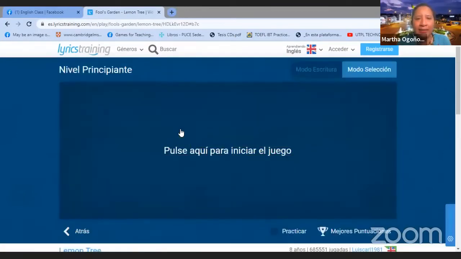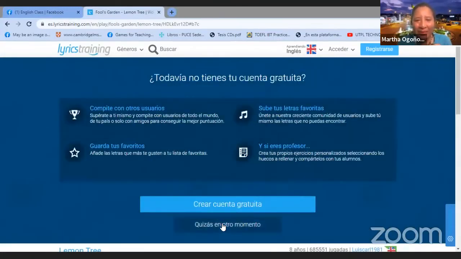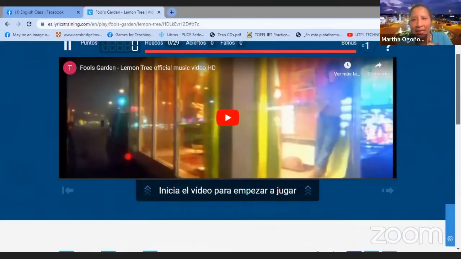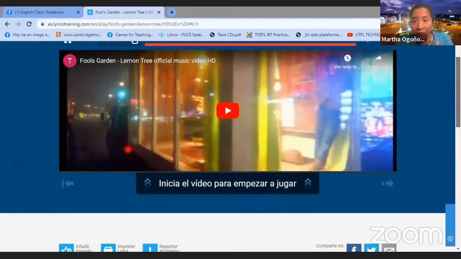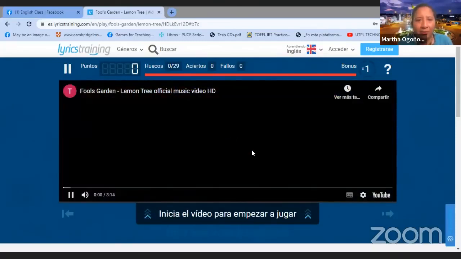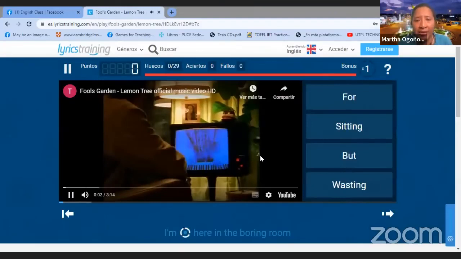So let's see what happens with the first one. So please select the one because it's modo selección, yeah? I have this in Spanish. I apologize. It's not mandatory to pay for any price, so this is without charge. A ver. Let's click on this, and we're gonna be able to hear the song.